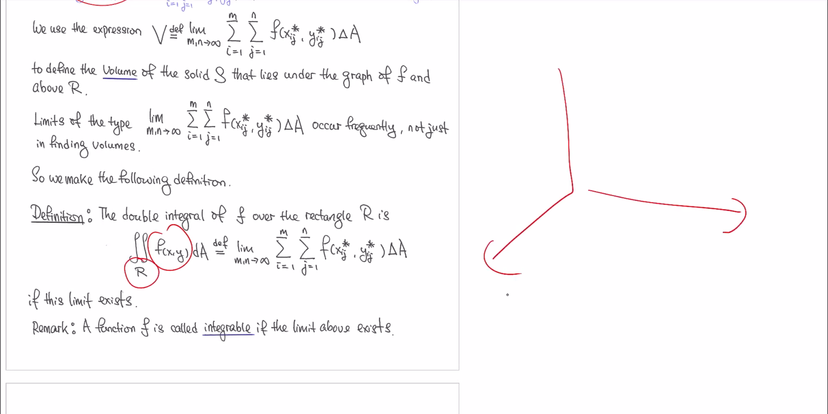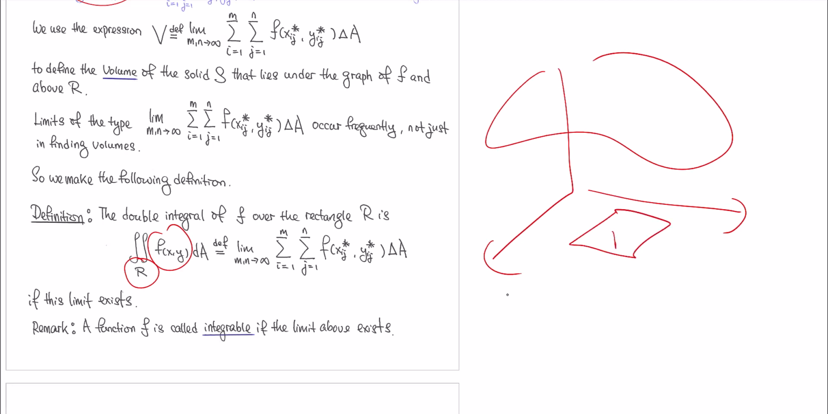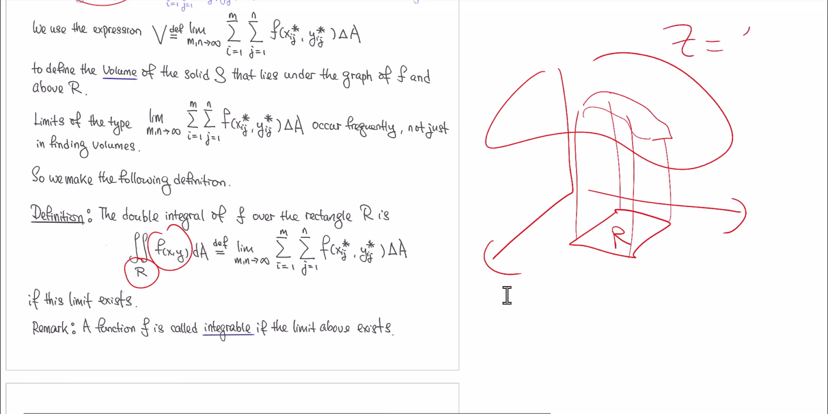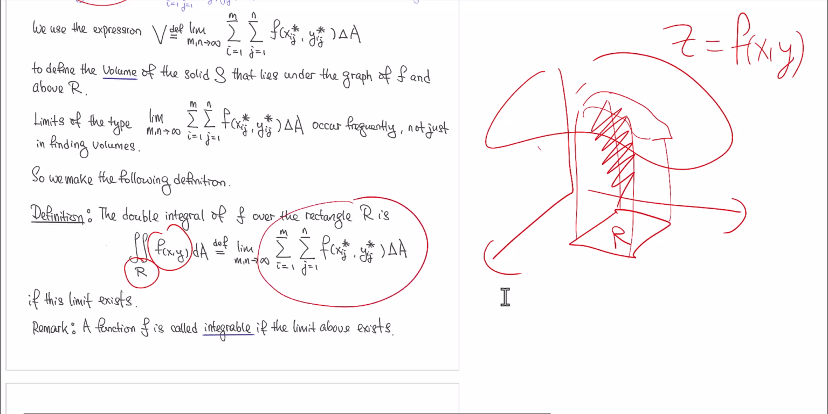Now we are going to define the volume under this curve above this rectangle. So if you have this rectangle R, and you want to find the volume of the region under the function f(x,y) and above R, this region is a 3D region, and we are going to talk about its volume. The volume is defined as the limiting process of the rectangular cube approximations.